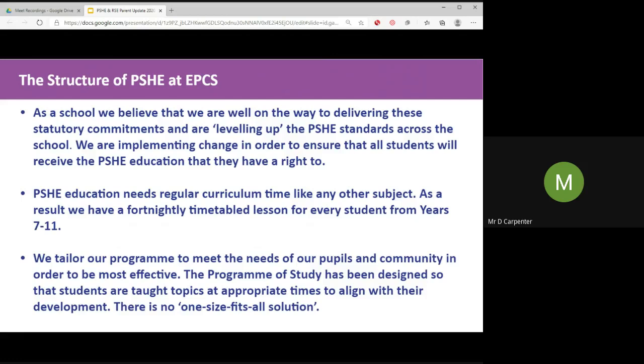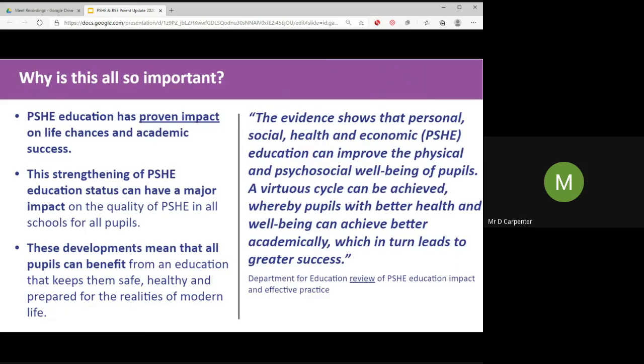We are not going for a one-size-fits-all solution. We want to ensure that every student is given the PSHE education that levels them up, that gives them the chance to be an even better future citizen. Now, why are we doing all this? Why does the government think that PSHE is so important?